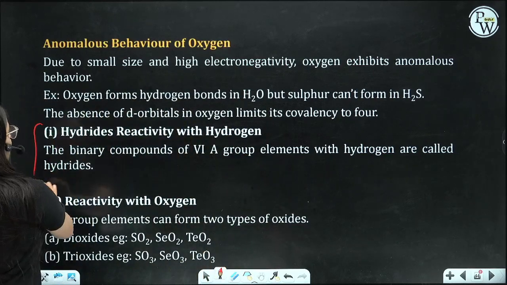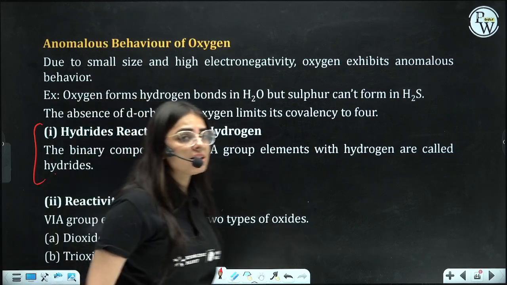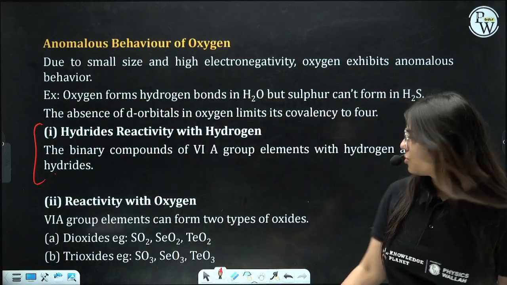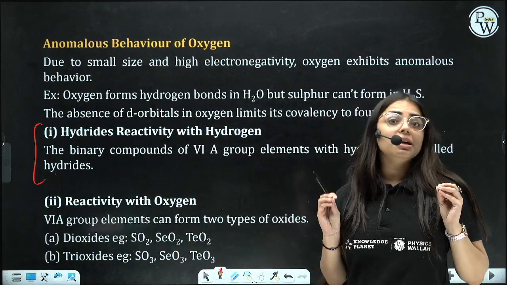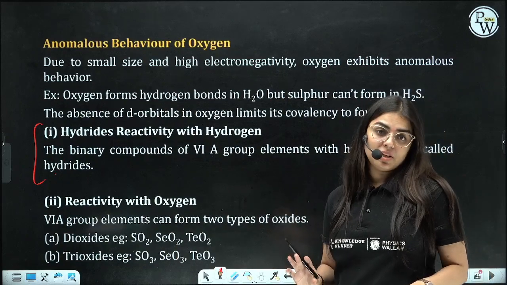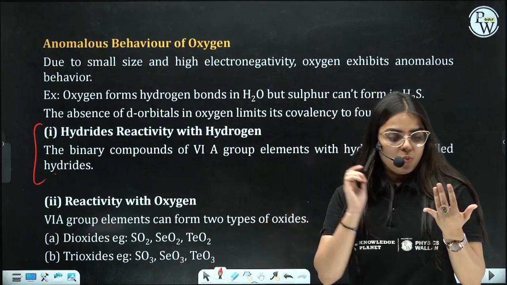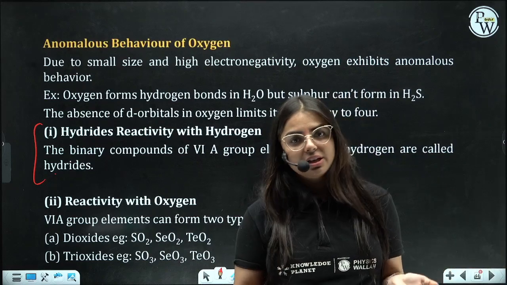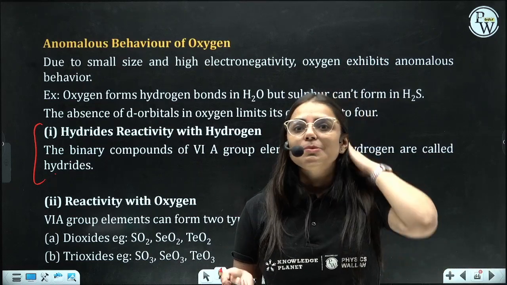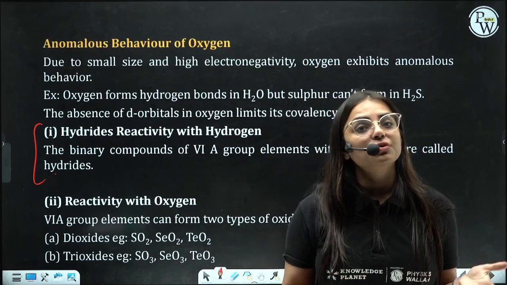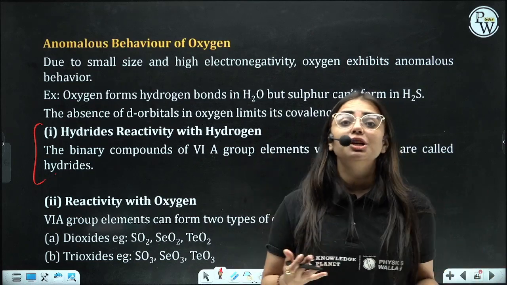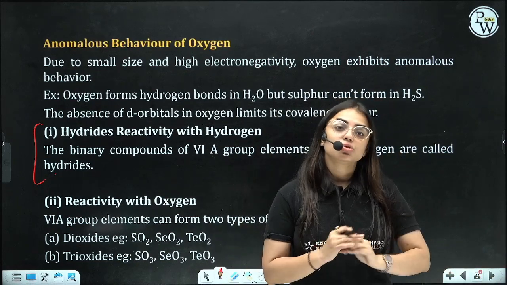Now, hydrides, reactivity with hydrogen: it is the same as what we have done in the nitrogen family, so not writing it again. Just create the compounds and then you can tell the order of bond dissociation energy. It will decrease. The order of Lewis basic character will decrease. The order of thermal stability will decrease. The order of reducing character will increase, right? So the same orders.